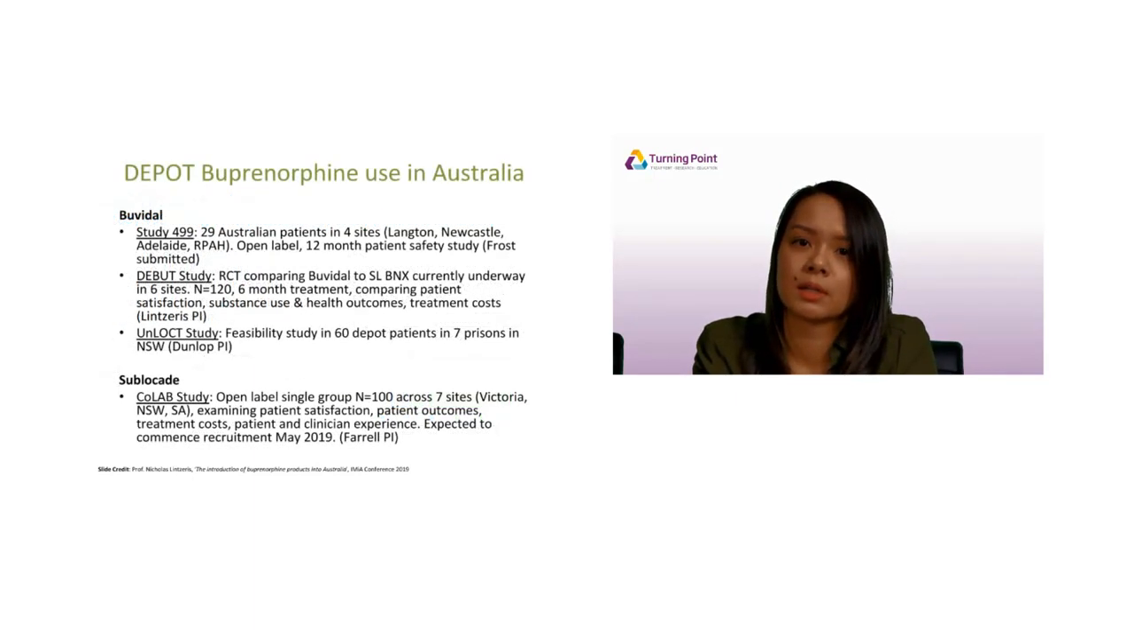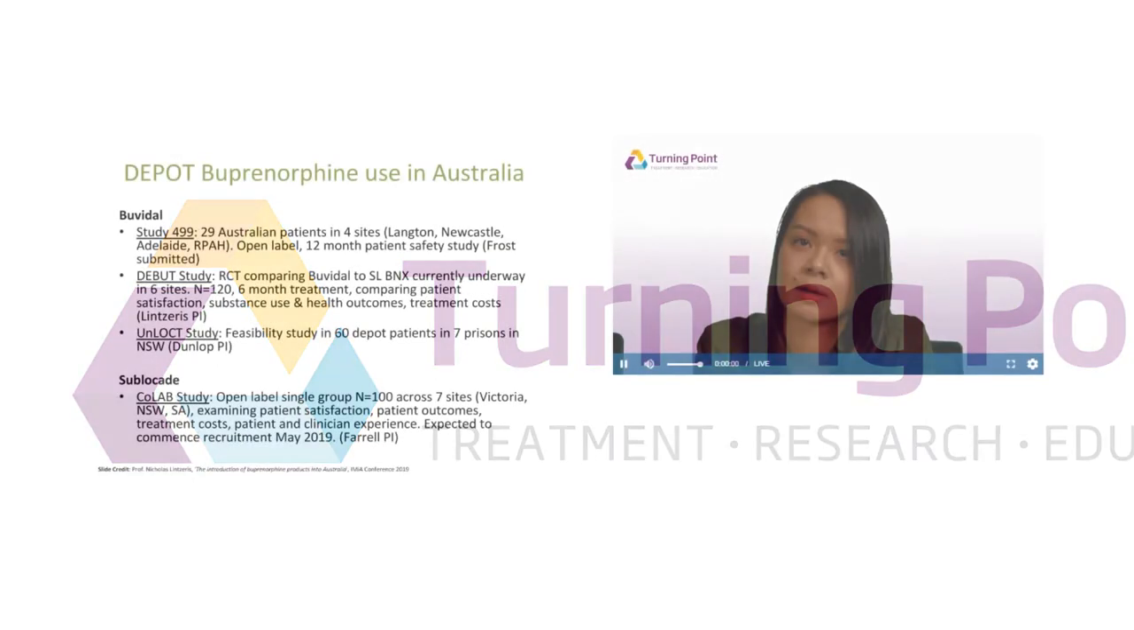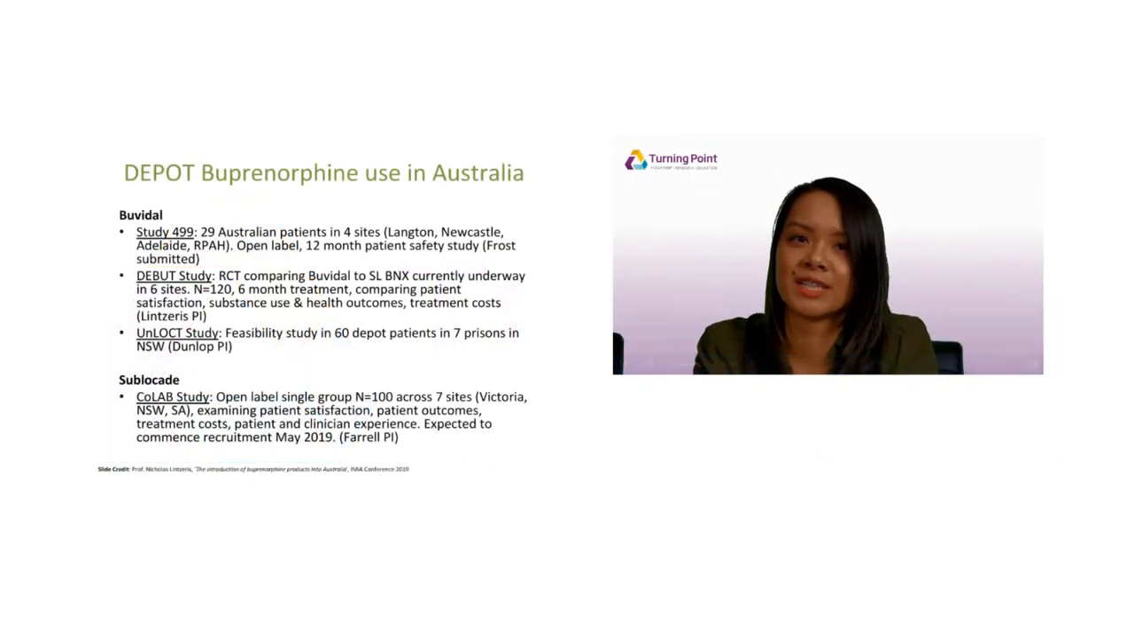So looking at the data relevant to Australia, there's been a few studies to date in Australia on both Buvidal and Sublocade so far, so we do have local data. Study 499, as I said before, had 29 Australian patients. The debut study was a study that I was involved in, a randomised control study looking at Buvidal compared to Suboxone across 6 sites in Australia. There were a little over 100 patients recruited. It was 6 months of treatment, and that's primarily been to look at patient satisfaction and substance use outcomes. Publications are pending for that.